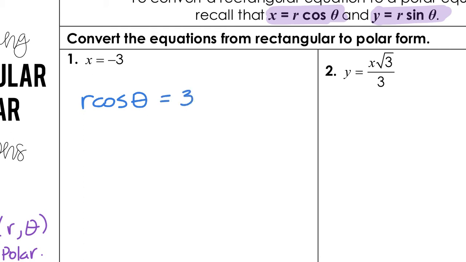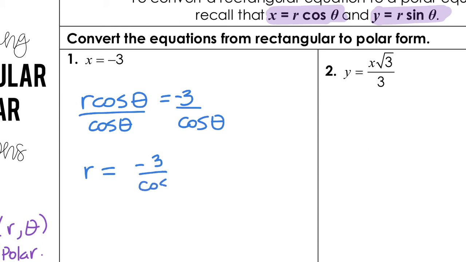Okay, but usually polar equations, they will have r equals or theta equals. So that cosine theta, we want to move it over to the other side. Sorry, this was supposed to be negative. So I'm going to do that by dividing by cosine theta. So that leaves me with r equals negative 3 over cosine theta. Now, this is fine if you want to leave it like that. It's just not very easy to graph.